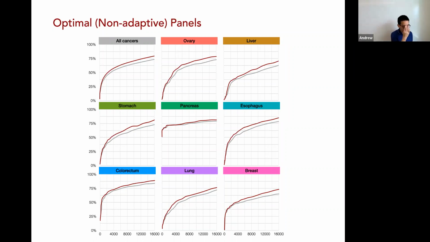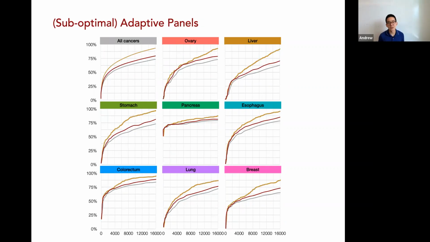I said, look, this was the optimal non-adaptive panels, right? This was just applying optimization to the previous problem. You went from the gray curves to the red curves. This was in some ways bad news, okay? Let me show you the net result. Now you go from red to yellow.